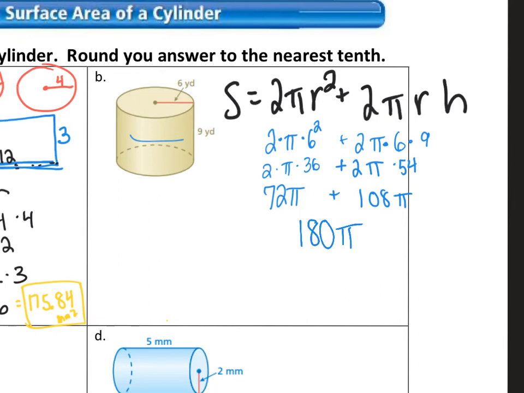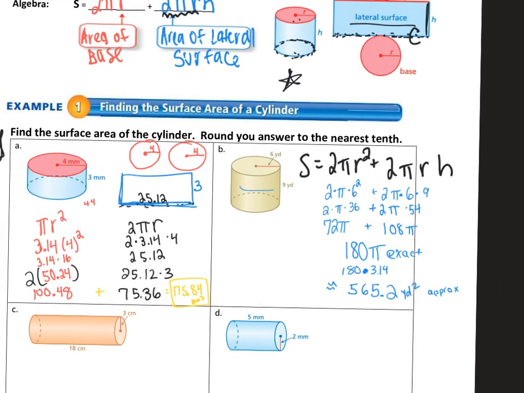So that tells me the exact surface area of this cylinder. Now I'm going to take my 180 pi and multiply it by 3.14, and I will get an approximate answer, that's the symbol for approximate, the squiggly equal sign, of 165.2 yards squared. This is the exact, and this is the approximate, just in case you need to know both.